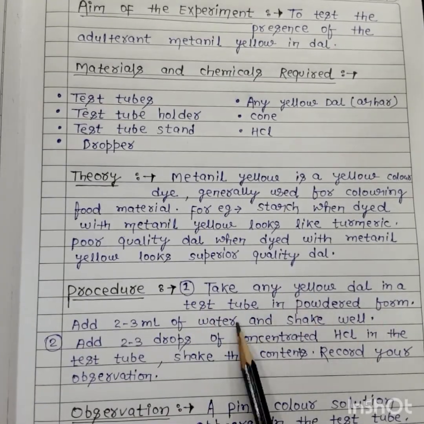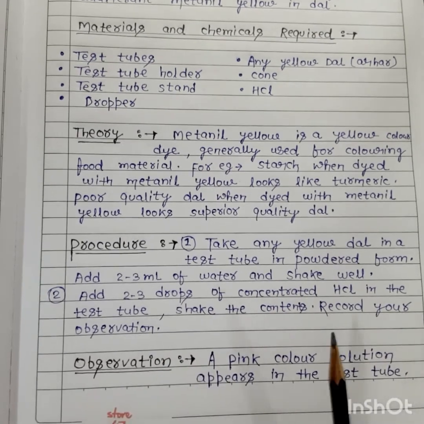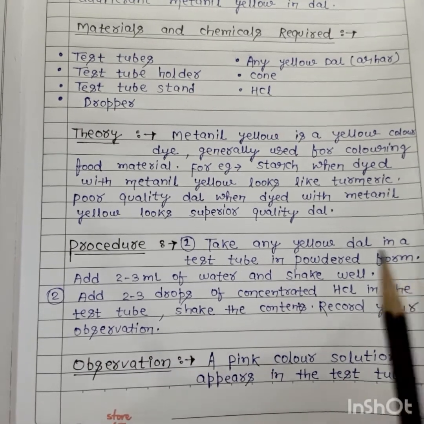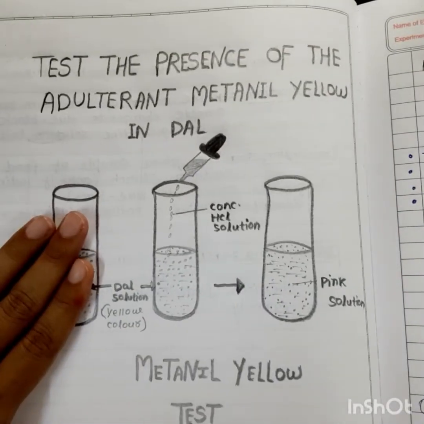Procedure: take any yellow dal in a test tube in powdered form. Then add 2 to 3 ml of water and shake well. Then add 2 to 3 drops of concentrated HCl in the test tube. Shake the contents and record your observation. What will you observe? A pink color solution appears in the test tube. See, this is the test for the presence of the adulterant metanil yellow in dal.